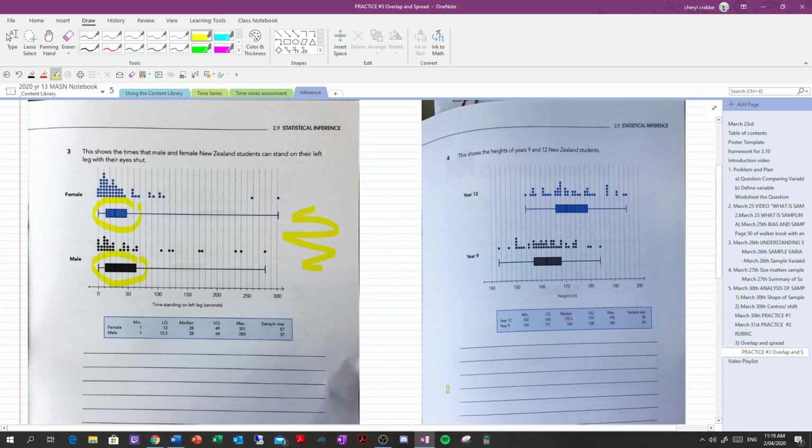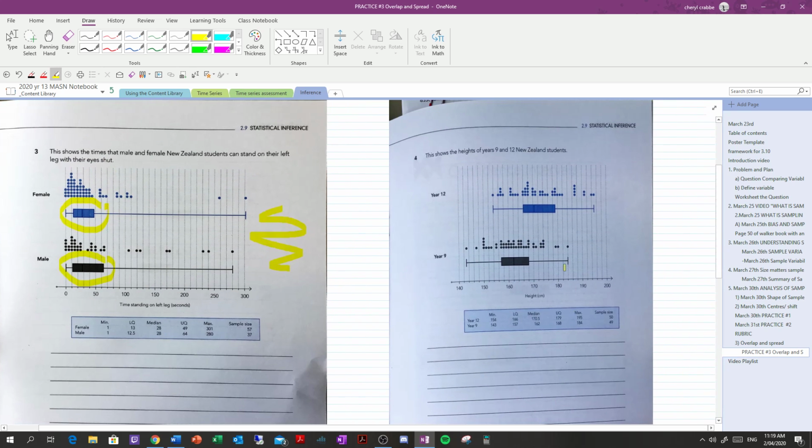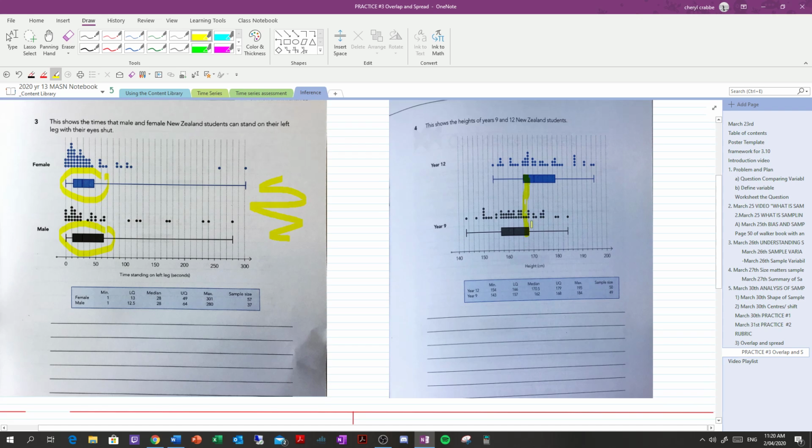In the second example over here, there's not much overlap, and probably there's only about this much overlap right here. And some people call that about 25%, which I can live with, that's fine. So there's quite a bit of difference between these two groups, the year 12s and year 9 heights, and that's what you would kind of expect. You would expect the year 12s to be taller on average. So that seems to be the case here.